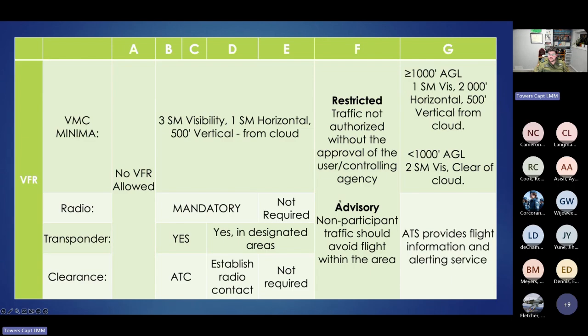So sometimes gliding operations can be Class F advisory airspace. And they could just say, if you're not participating in those operations, you should probably be avoiding flight within the area. And then restricted is you are definitely not authorized to be there without the approval of the user or controlling agency. So an example of that might be the training areas for the Moose Jaw base here. They don't want some farmer in a Cessna putting around while they're trying to fly Harvards around during training. Yeah, or a blast zone. That's another good one.